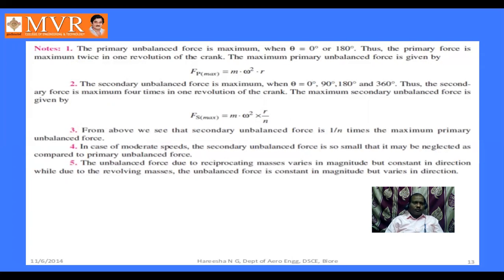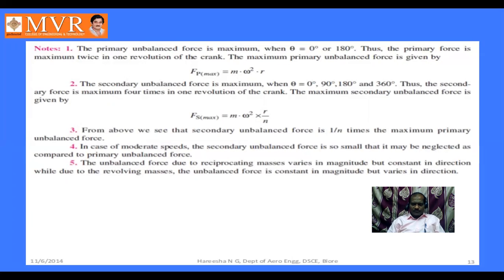So we have 5 basic conditions that we have to remember. I repeat once again. First condition is primary forces are maximum at 0 and 180 and come 2 times in one revolution. Secondary unbalanced forces come 4 times, at 0, 90, 180 and 360. Next, the secondary unbalanced force is 1 by n times the maximum primary unbalanced force.